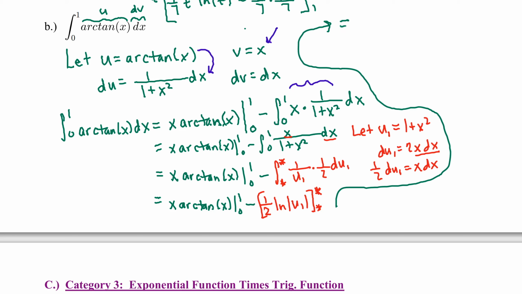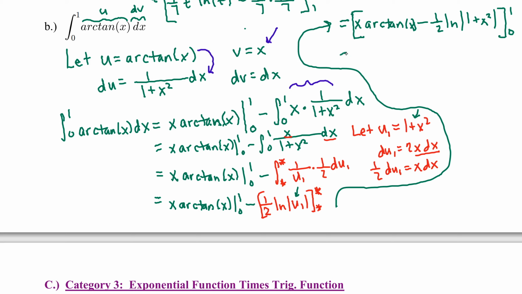So continuing our work here, we have x arctangent of x. I'm going to rewrite this as minus 1/2 times the natural log of the absolute value of 1 plus x squared. So I'm just replacing u with its equivalent in terms of x. Now that everything's in terms of x, I can evaluate the entire expression from 0 to 1. Everything is in terms of the single variable x. Our original limits of integration 0 and 1 were x values. So now we're ready to proceed to the next step.